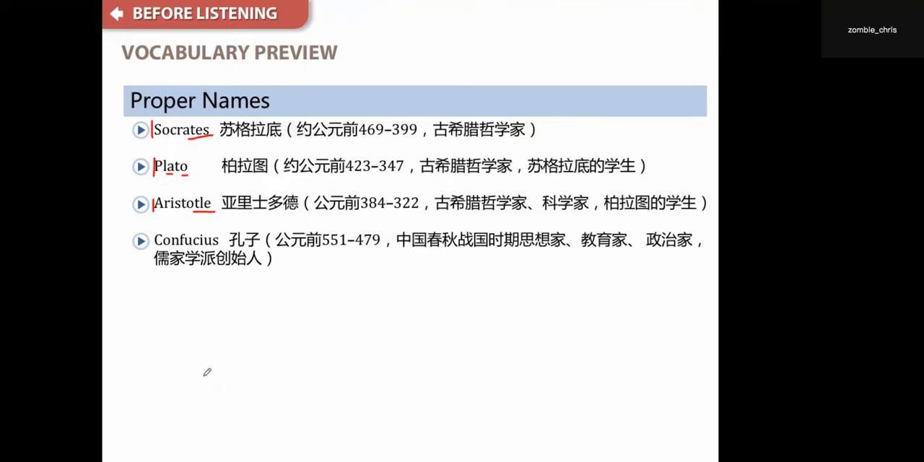And finally, we have Confucius here. This is what we call, and there are a number of different ways of describing this, either a Latinization, Romanization, or Westernization of the Chinese name.